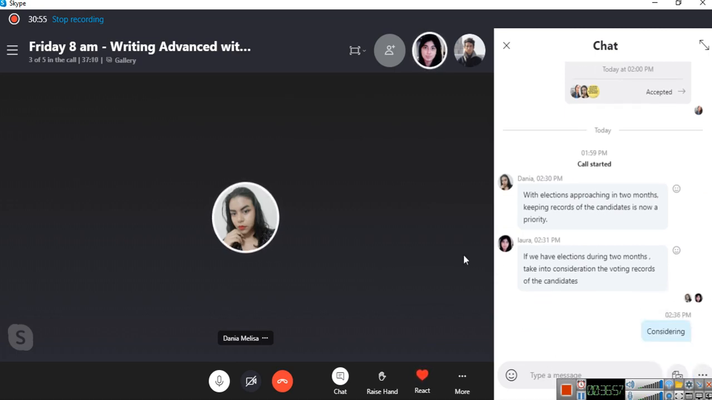That I will read. We have elections during 2 months. Considering the voting records of the candidates, well, in this case, we also need to say that it is important, like Daniel said, it's a priority. So considering the voting records of the candidates is a priority, and that will be it. But very good examples of you two.